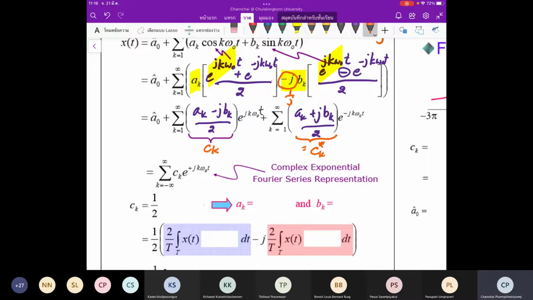So in this case, CK is 1/2 of AK minus jBK. And well, hold on. How come it becomes this one?